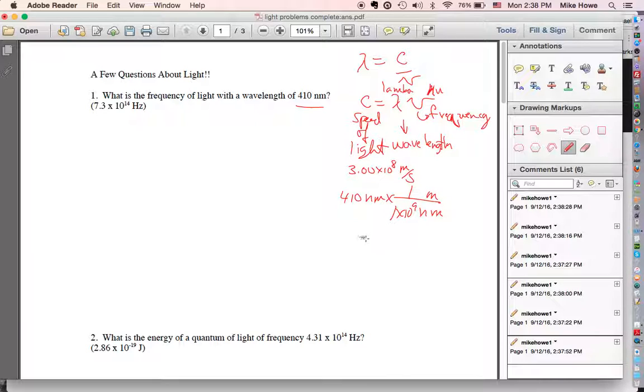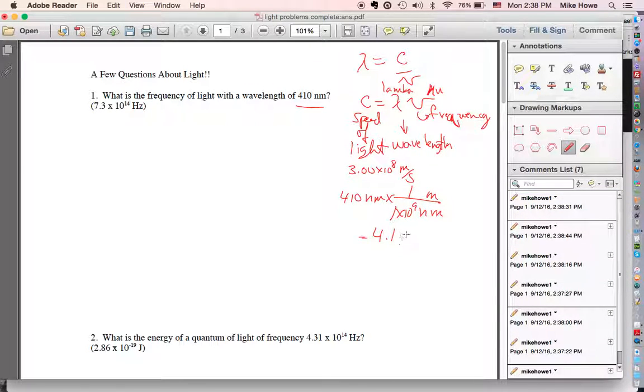We've been working with that quite a bit, so that should be an easy thing for you to do. So it's 4.10, actually it's just 4.1, because there's no significant figure. This 0 here is not significant because there's no decimal. So 4.1 times 10 to the -7th. All right, that's our wavelength.